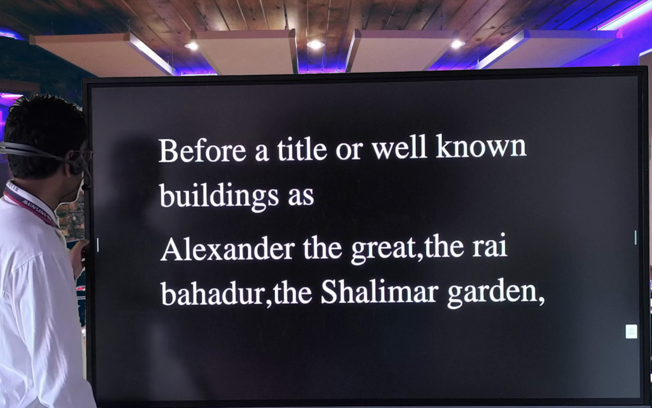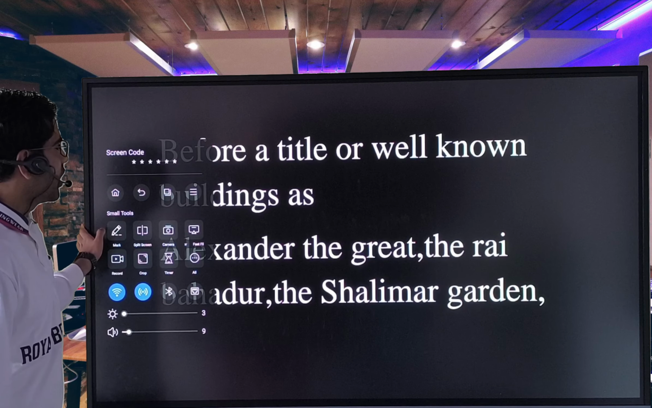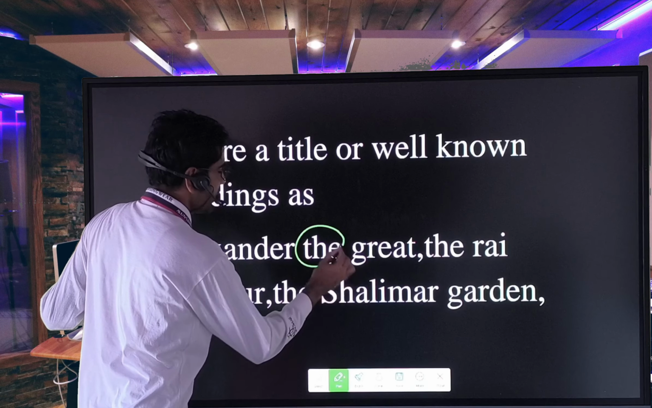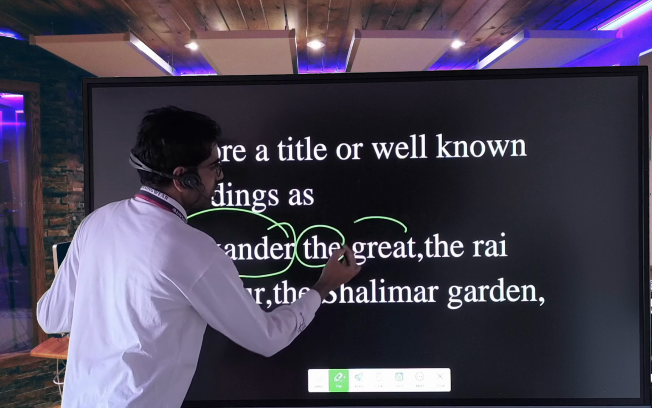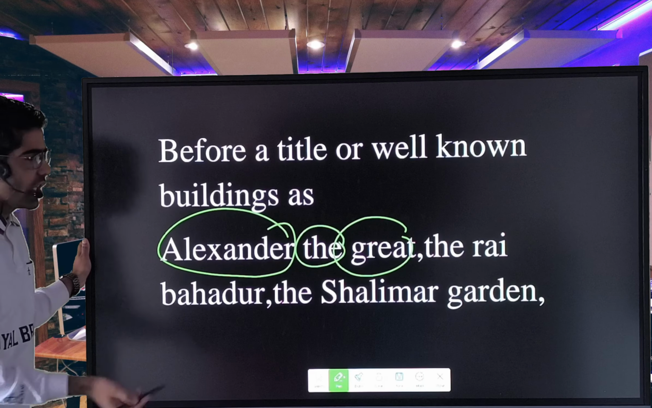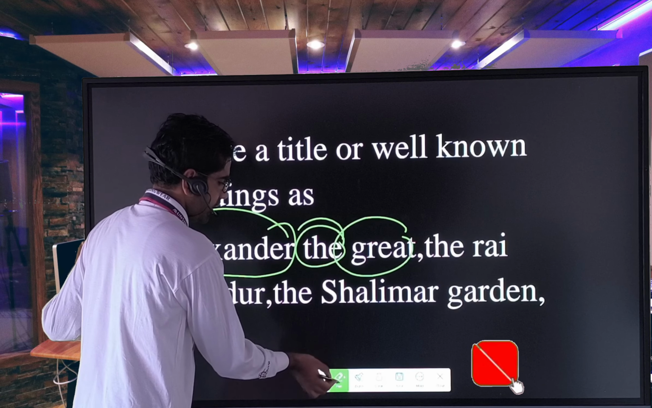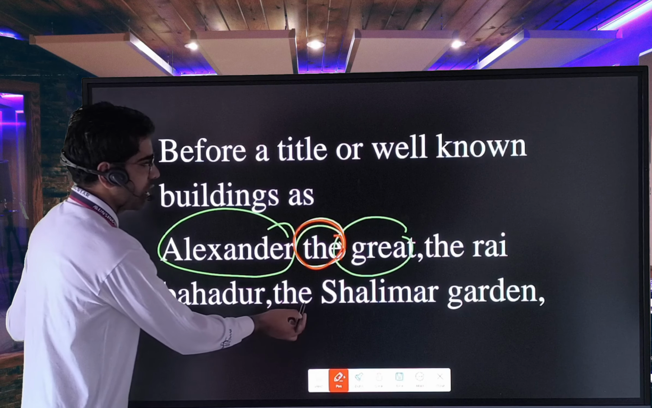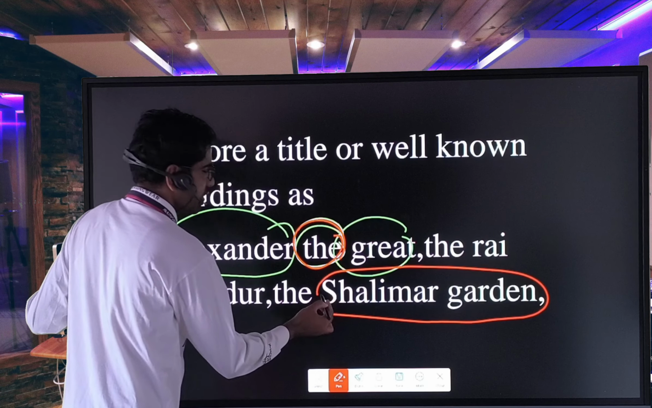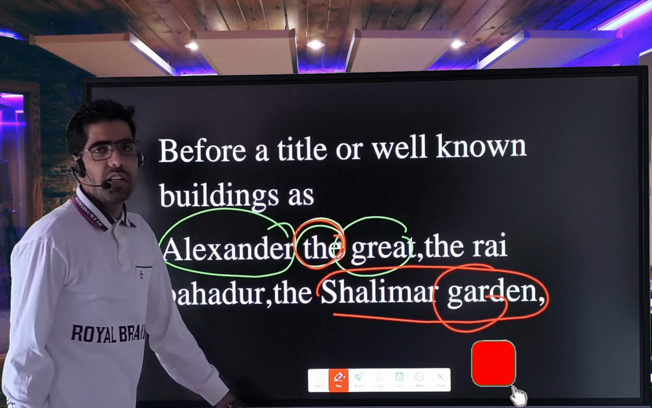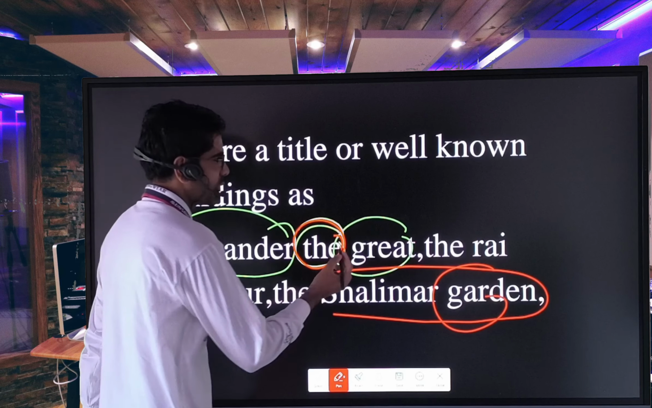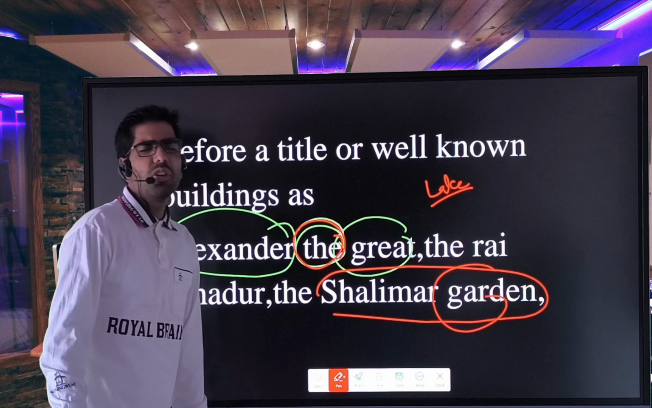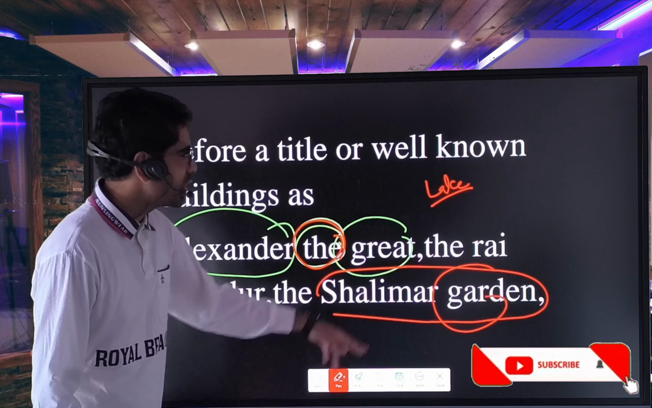Same way, before a title or well-known buildings, as Alexander the Great. Here it's actually the title. The Great, Alexander the Great. So before the titles we use article the. I say the Rai Bahadur, the Shalimar Garden. Dear student, actually this is the garden, but I give this garden a title Shalimar. So if I say here actually lake, okay, eastern lake, northern lake, but I give a title to this lake, Dal Lake.